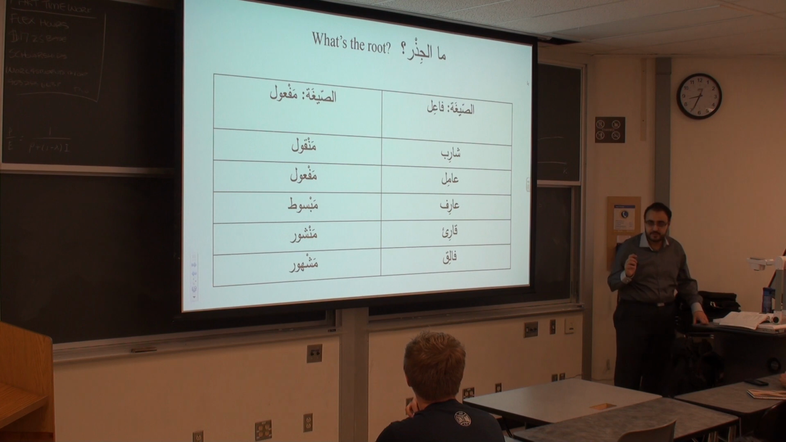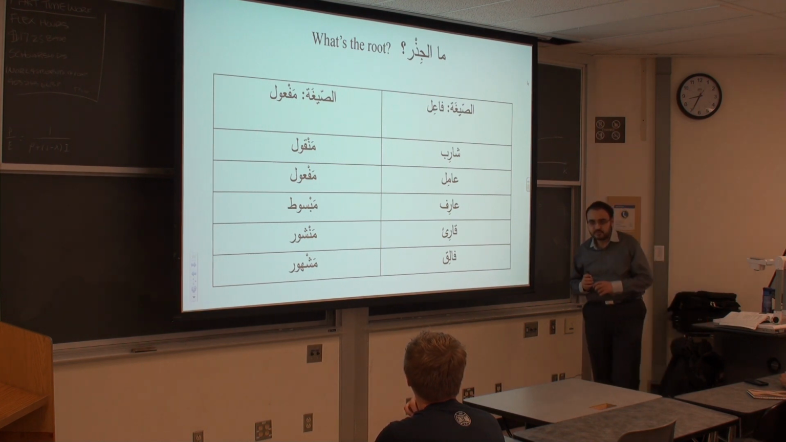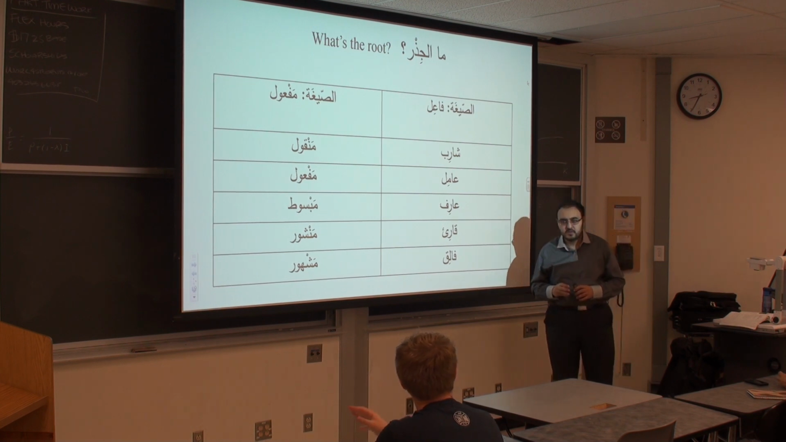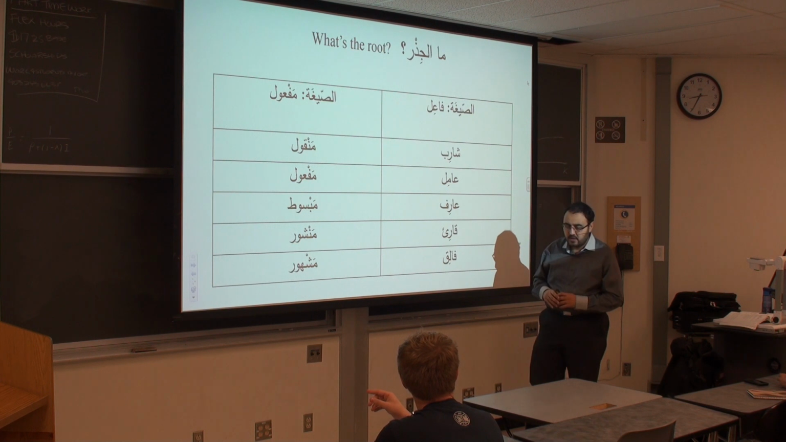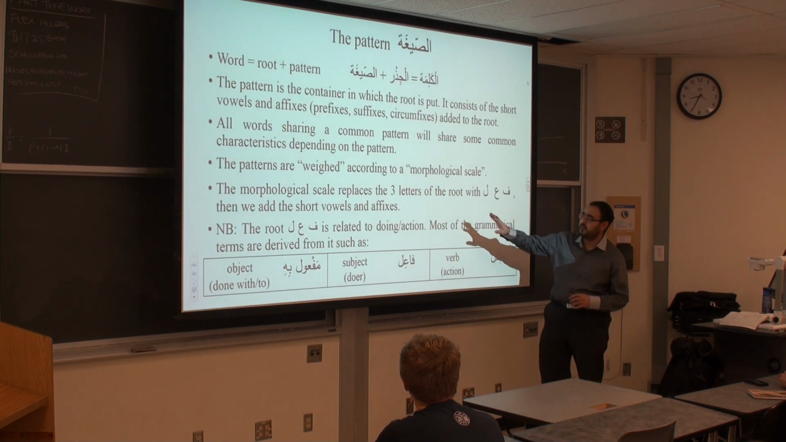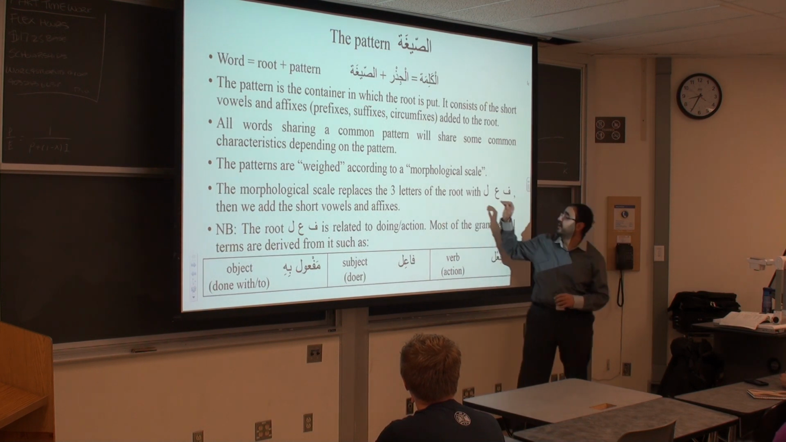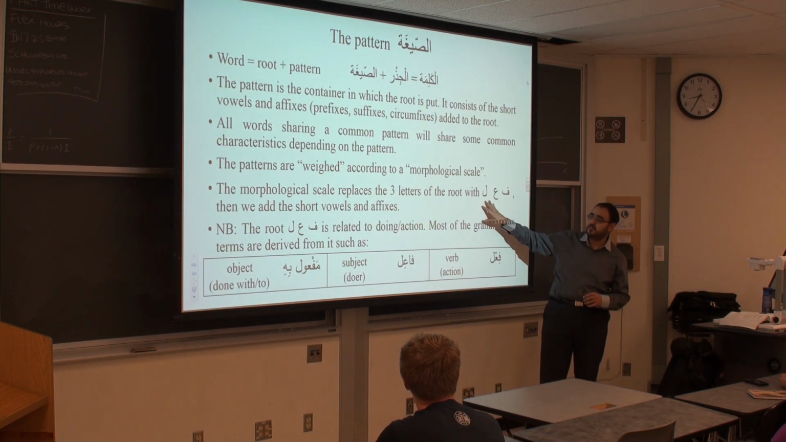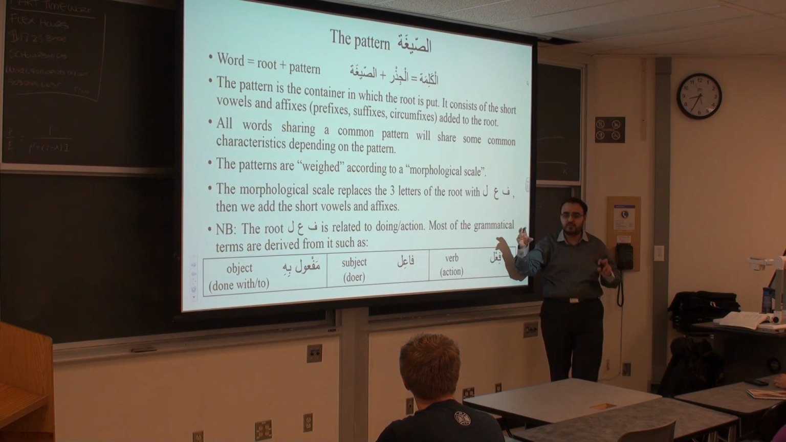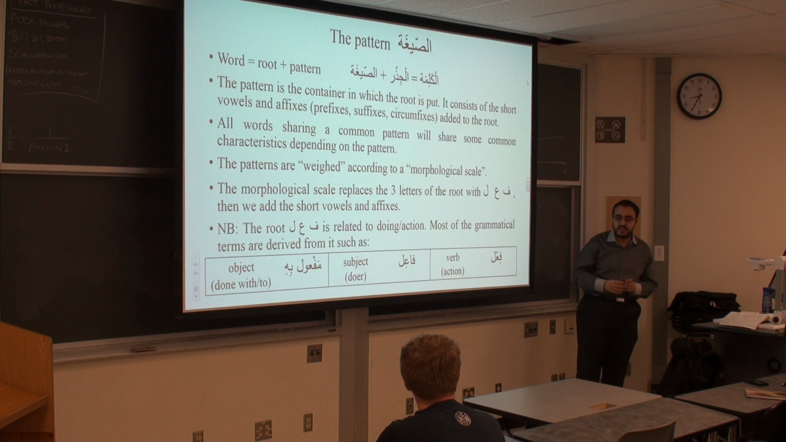I thought the morphological weight was referring to more of a unit of something, not the maf'ul itself. But the morphological weight is when you replace the three letters of the root with fa, ayn, lam, that's the morphological weight, and then you add anything else. So that's how you get the morphological weight of any word.